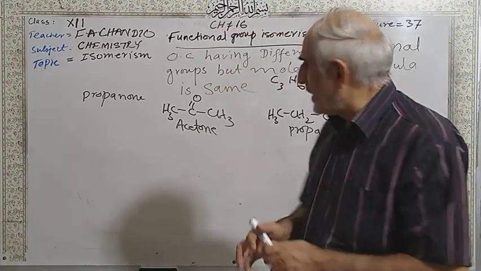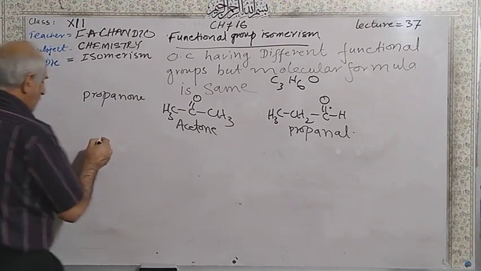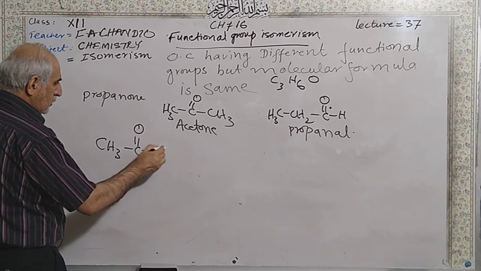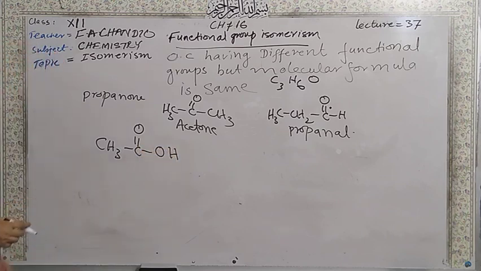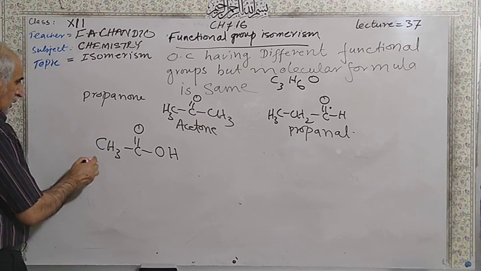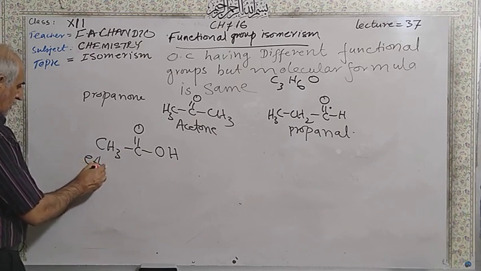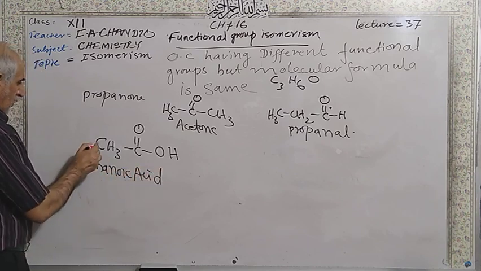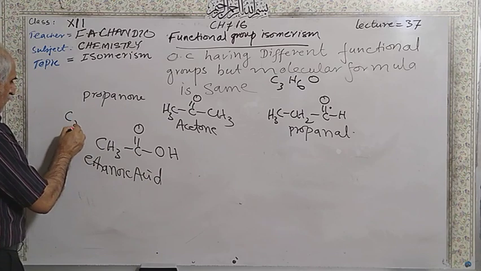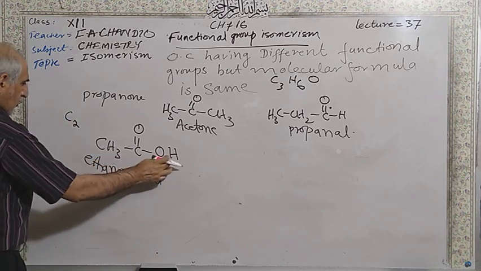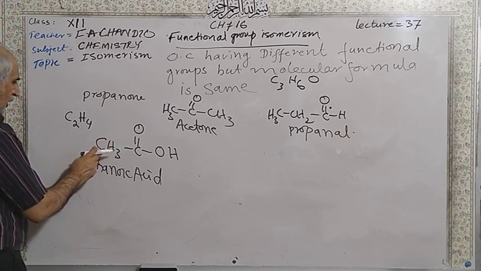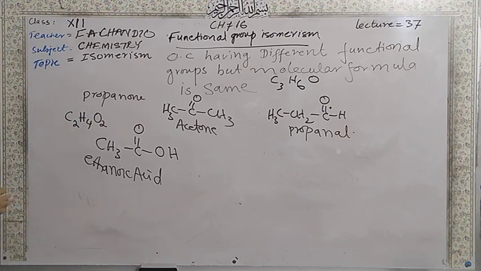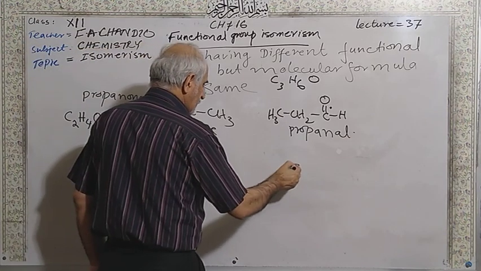There is another one, acetic acid. This acetic acid, ethanoic acid, has 2 carbons, 4 hydrogen atoms, and there are 2 oxygens. And there is another one.